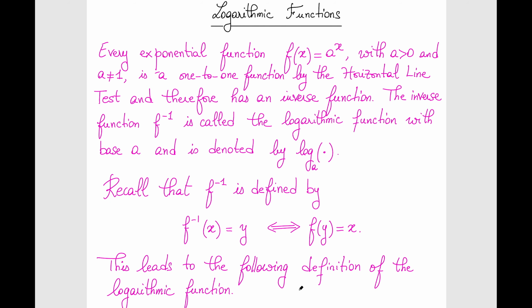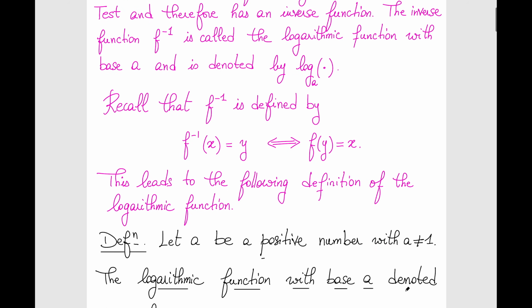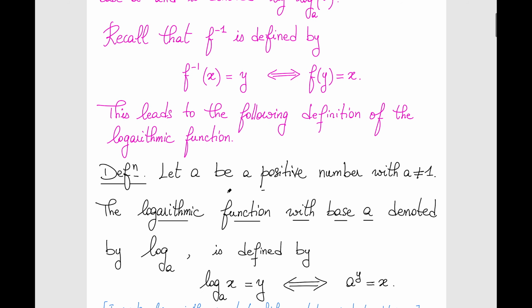All right, so this leads us to the following definition of the logarithmic function. Given a number a that's positive and different than 1, the logarithmic function with base a, denoted by log base a, is defined by replacing f inverse by the inverse function of the exponential function with base a. So this becomes log base a of x, right? This is equal to y if and only if the exponential function with base a acting at y, which means a to power y, is equal to x. Correct? So this is the property over here.